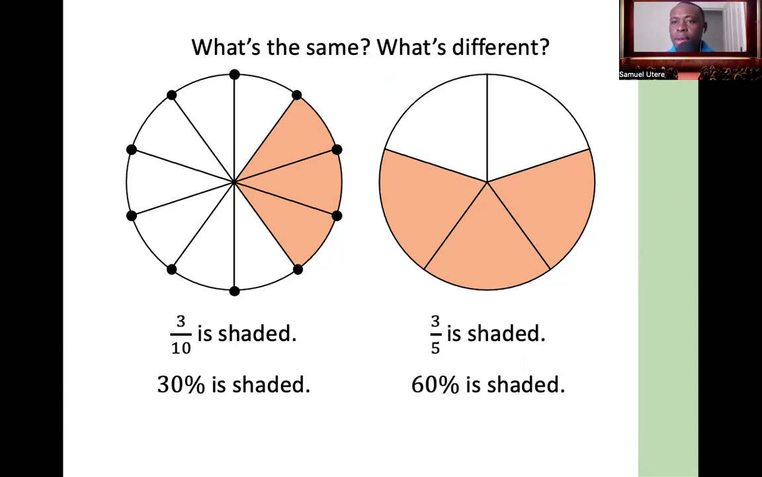Now, do you remember what fifths did to our 100 squares? Well, fifths divided our 100 squares into 5 equal parts. Each part was equal to 20. So 20 squares, which represented 20%, made up a fifth. So 20% is the same thing as a fifth, 1/5. So if we have 3/5, it means 3/5 is equal to 3 lots of 20%, which is 60%.